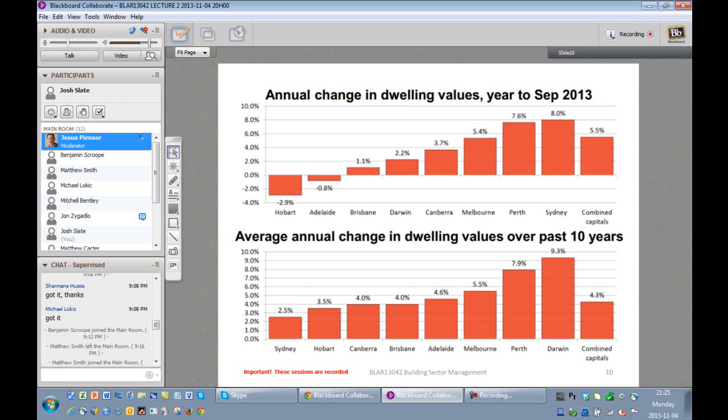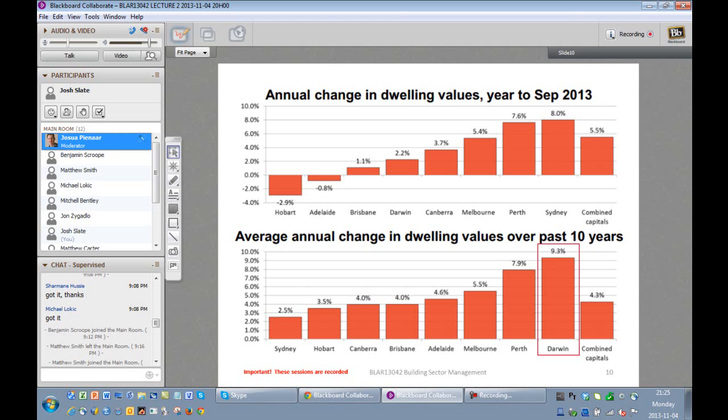So this is what I wanted to show you. There is our friend Darwin sitting on about 9.3%. So that's annual change over the last 10 years. Strange enough, I would never have thought Darwin would be top of the pops.